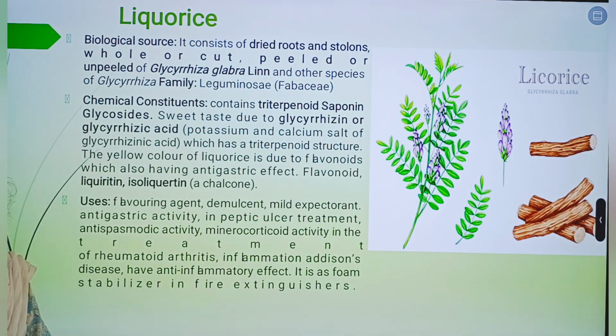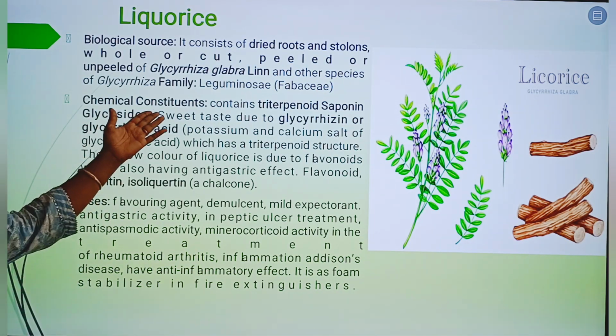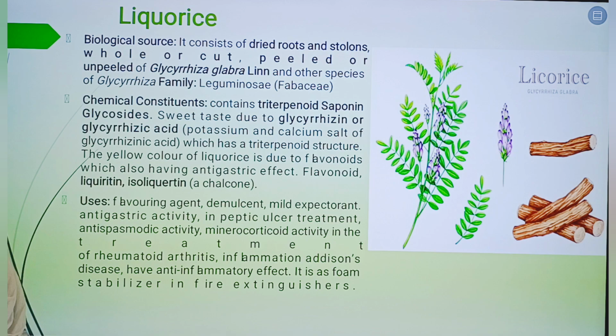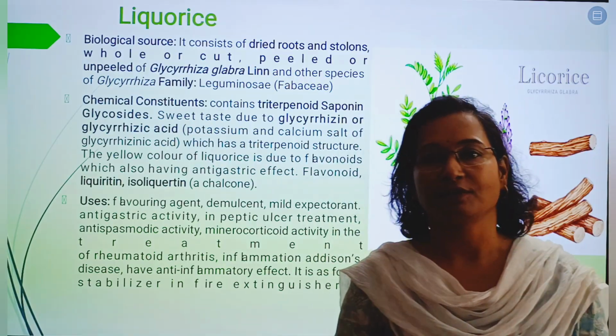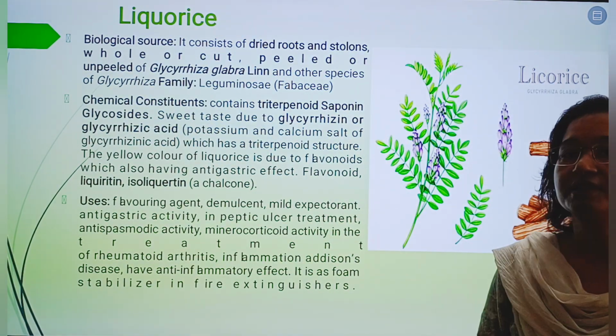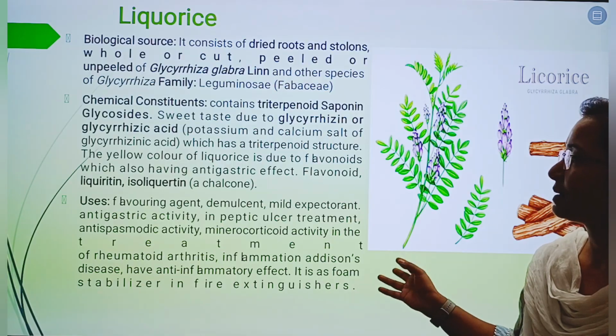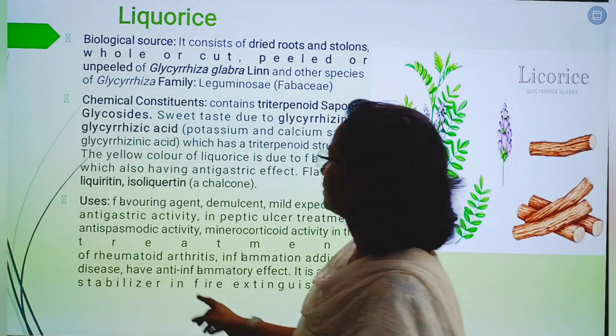Liquorice, as we see, the biological source is Glycyrrhiza glabra. The plant part used is dried root or stolons, whole or cut, peeled or unpeeled. The plant belongs to the family Leguminosae. The main chemical constituents present are triterpenoidal saponin glycosides. And uses: it is used as a flavoring agent, demulcent, mild expectorant, anti-gastric activity in peptic ulcer and many more.